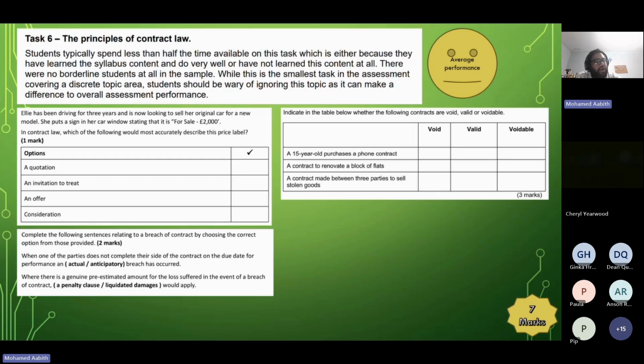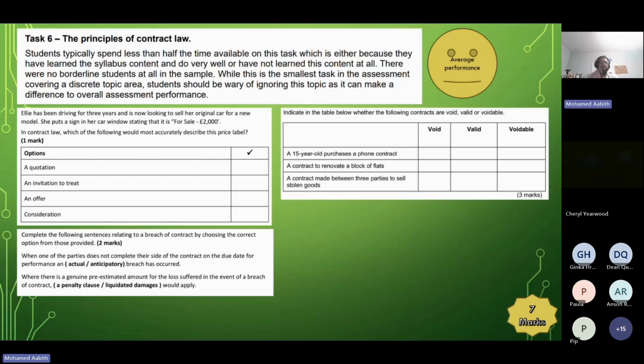She put a sign on her car window stating this is for sale for £2,000. In contract law, which one of the following most accurately describes this price label? Is that a quotation, an invitation to treat, an offer, or a consideration? So what do you think about it? She put a price outside on the car there. It says £2,000. It is more likely an invitation to treat.